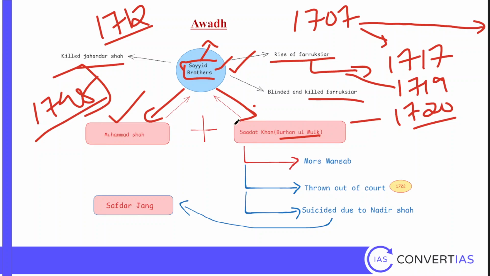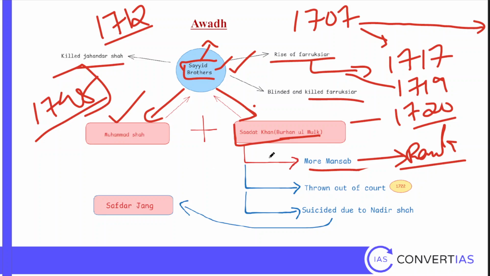Now this person, Sadat Khan, helped Muhammad Shah, the emperor, to kill the Sayyid brothers. Since he helped, he rose in Mansab. So Mansab is the rank that is given to Mughal nobles. If you have a higher Mansab, that means you have a higher rank.